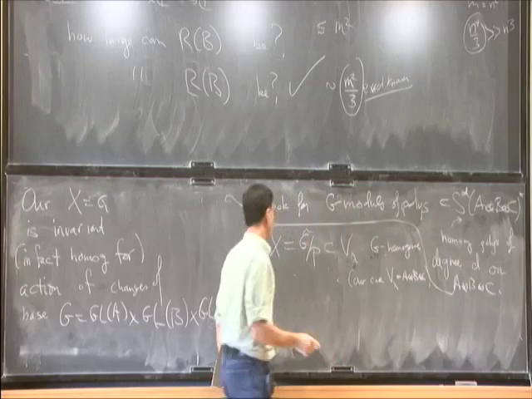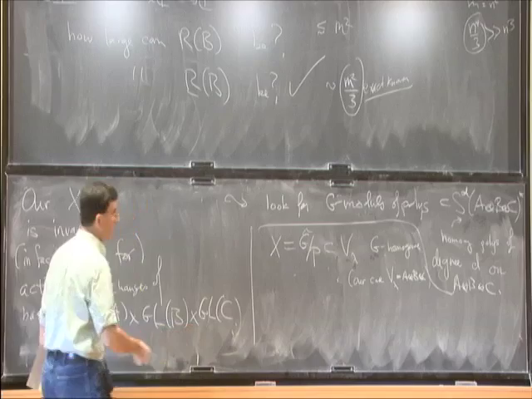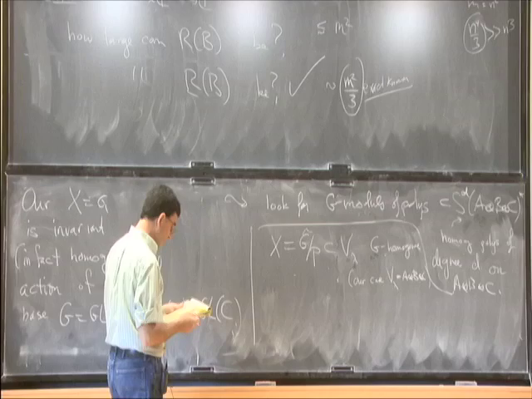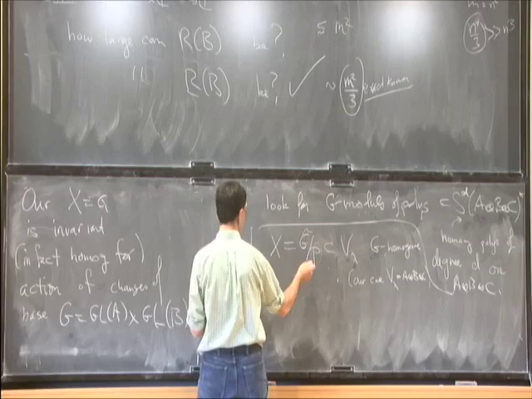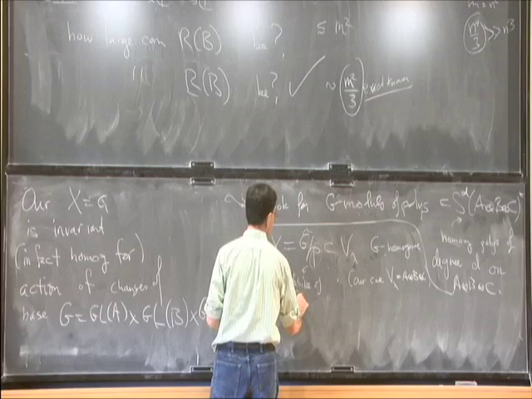And G is the product of the general linear groups. And P is the product of three parabolic groups, each of which preserves a line in the vector space. That's what stabilizes a point. So this P is the stabilizer of any old point. So this could be the stabilizer of, say, A1 tensor B1 tensor C1.